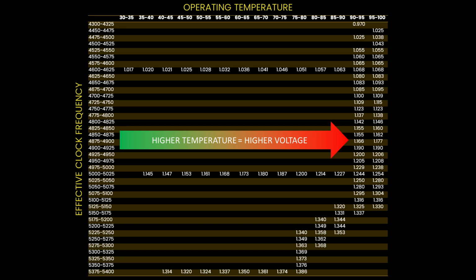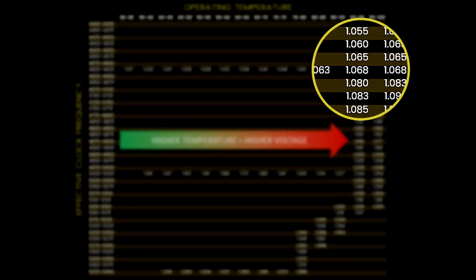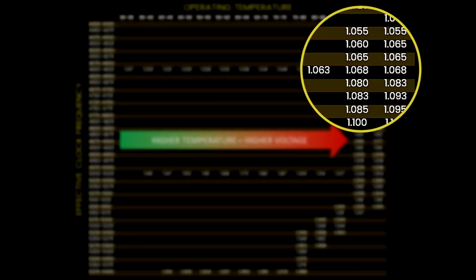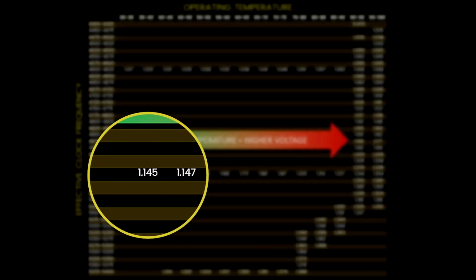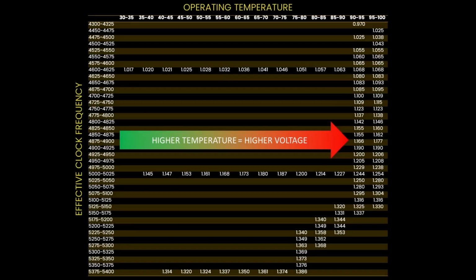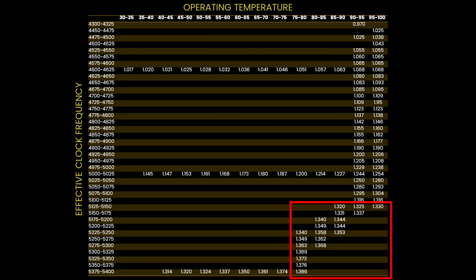For example, 4.6 GHz below 40 degrees Celsius uses 1.02 volt, and above 90 degrees Celsius, it uses 1.068 volt. Similarly, 5 GHz below 40 degrees Celsius uses 1.145 volt, and above 90 degrees Celsius uses 1.244 volt. Third, you can see that the CPU won't boost to the highest frequencies at high temperatures. For example, over 80 degrees Celsius, the highest frequency is 5300 MHz at 1.368 volt. This is the result of the precision boost frequency limiters we discussed before.